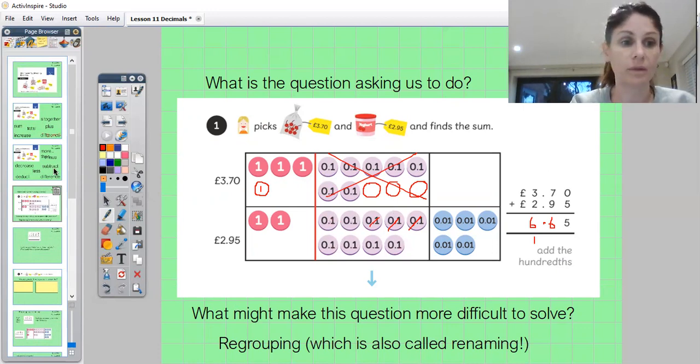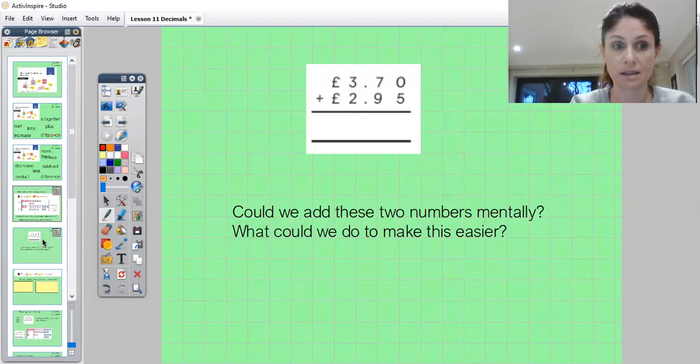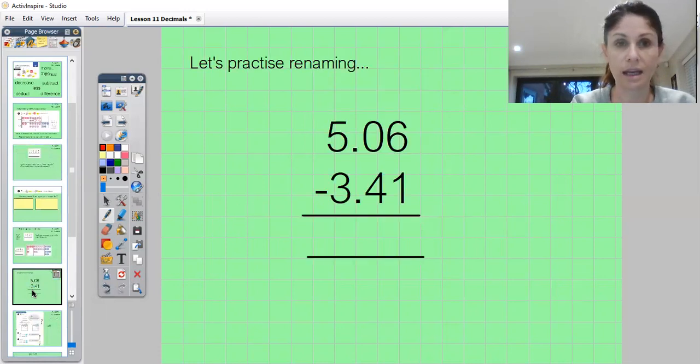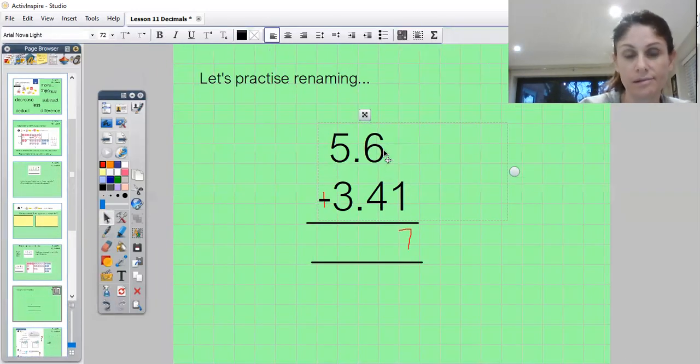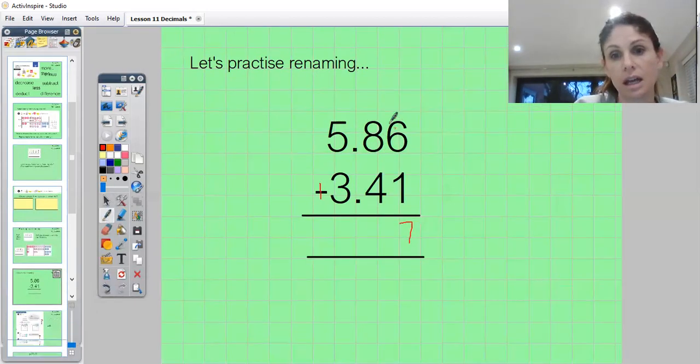Okay, right, we're going to have a little practice with that. So let's quickly do it here. Let's practice renaming then. So I've got, oh sorry, let's add a sign there. 6 add 1, well that's 7. I haven't quite done this one right. Let's just change those numbers. Bear with me one moment, guys. Let's make that an 8.